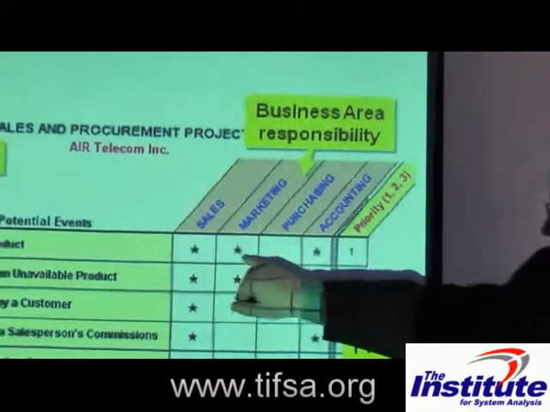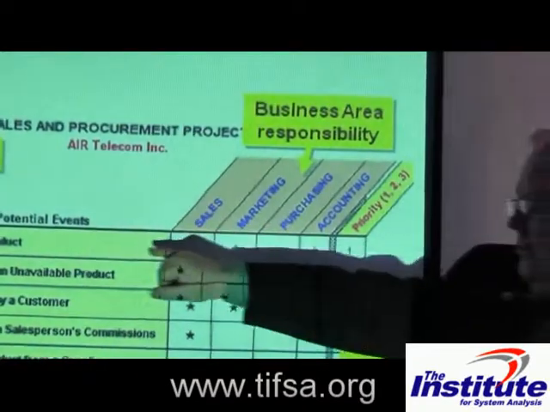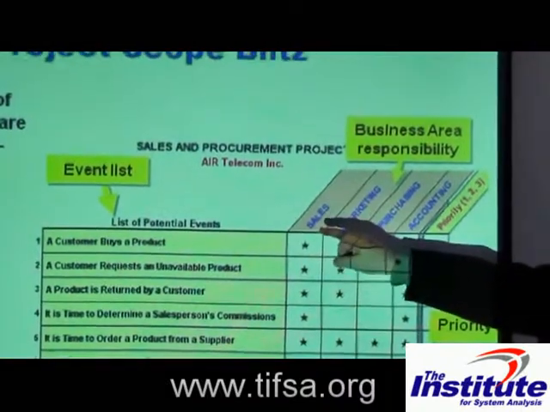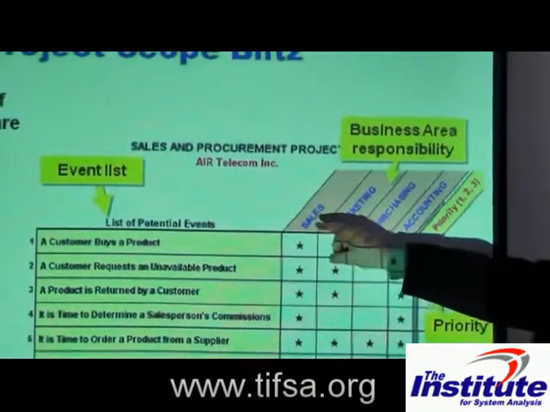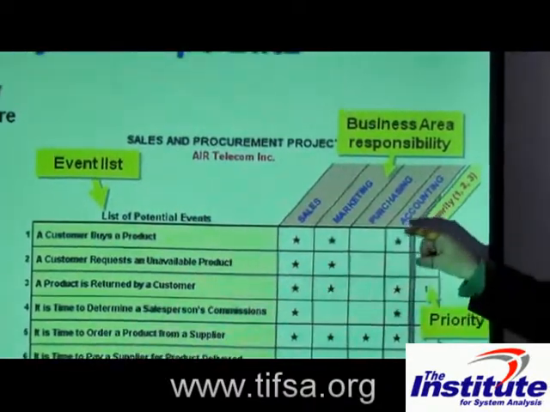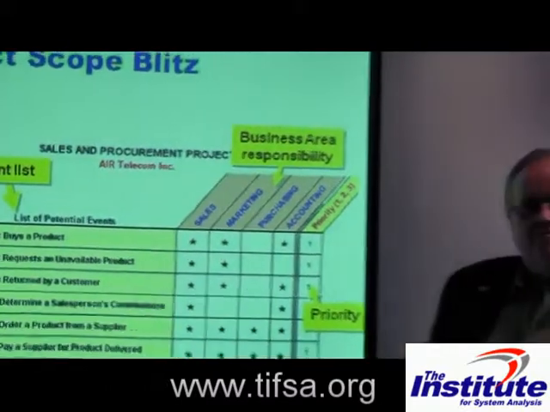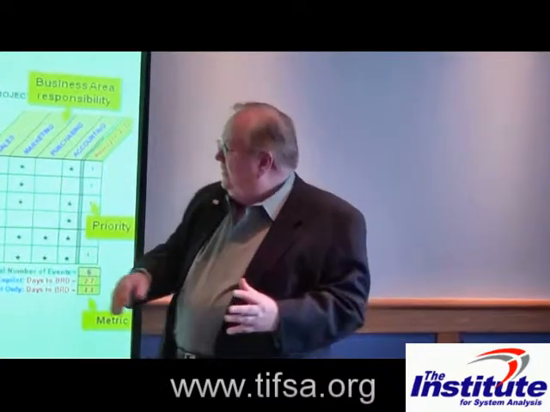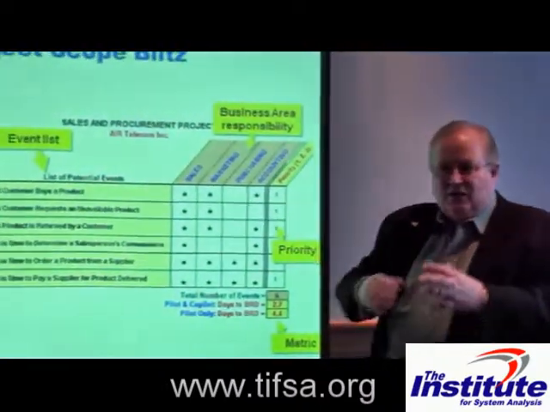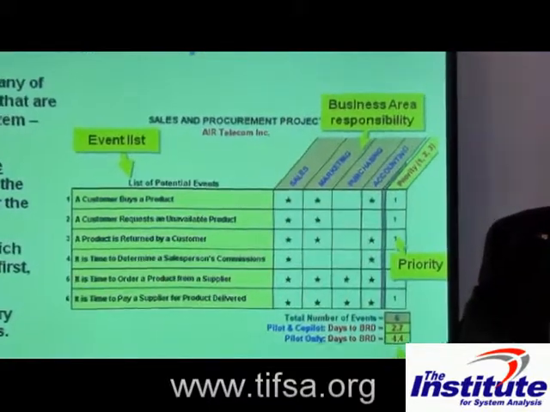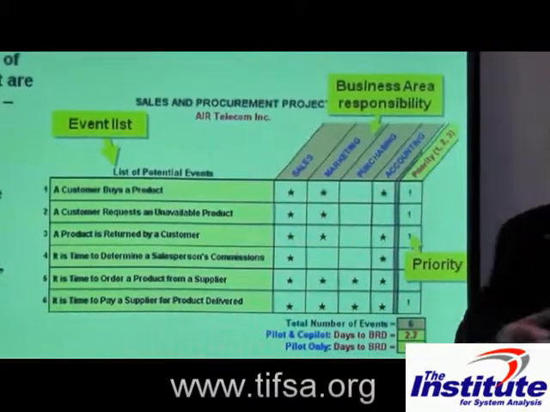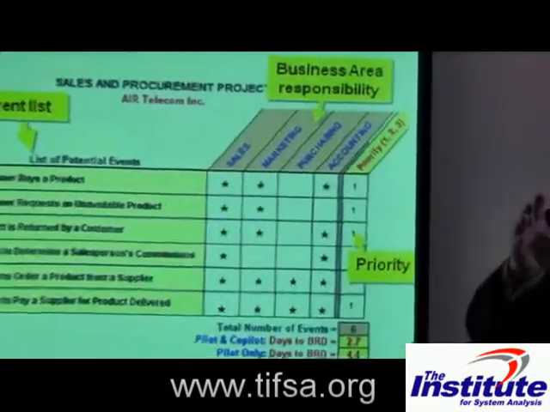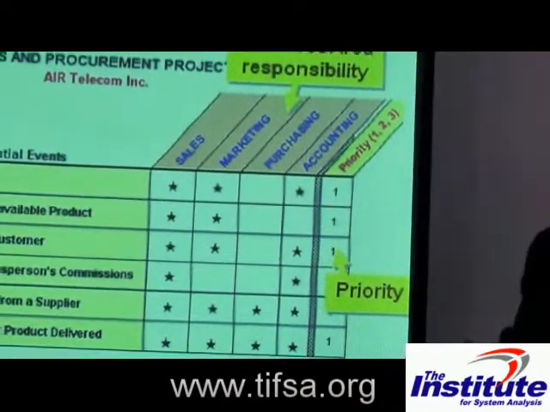So we would check these off, and when we do the discovery session for a customer buys a product, we're going to invite the experts from sales, from marketing, and from accounting, but not from purchasing, to get into the room to do the discovery session with us. Each department or business area may send one person or two or three people, whatever the managers in those areas feel would be appropriate. We can also determine the priority by simply asking our clients, what's the priority here?